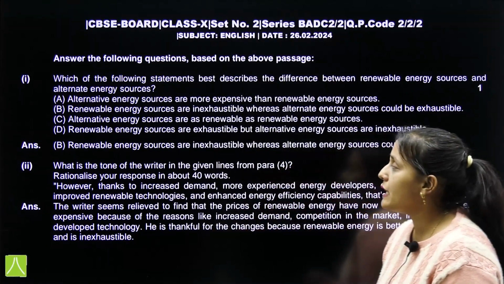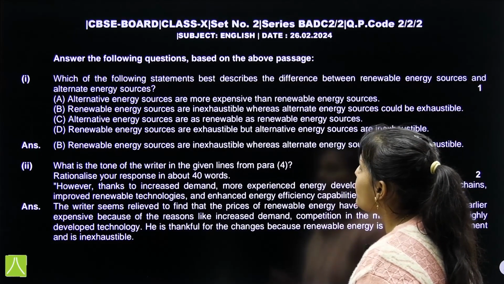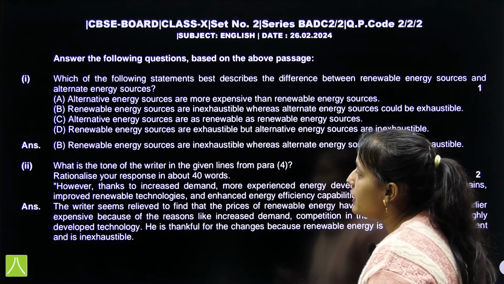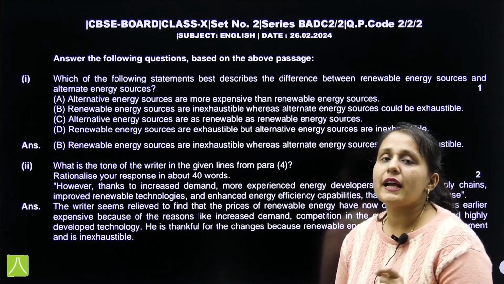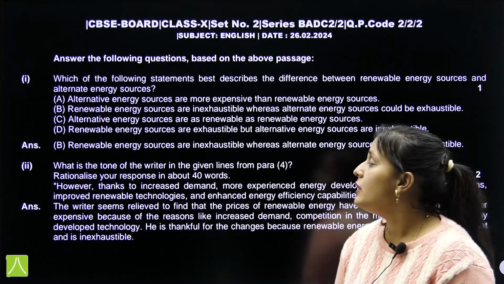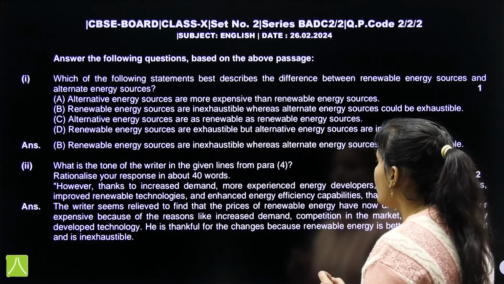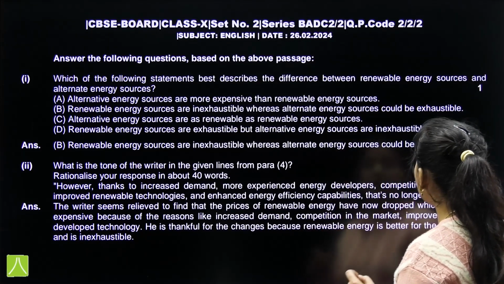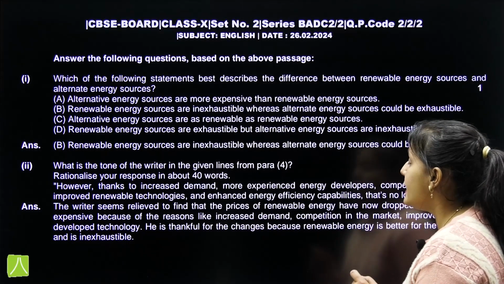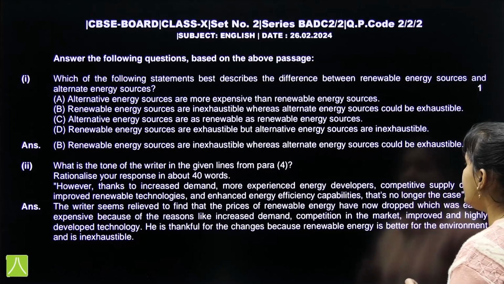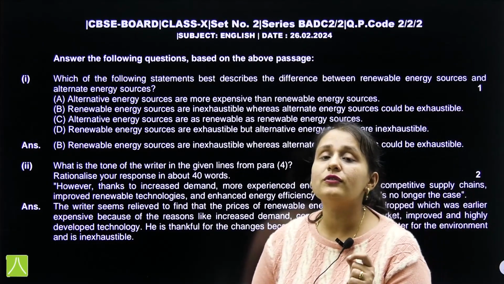So, students, the second question was, what is the tone of the writer in the given lines from para 4? Rationalize your response in about 40 words. You were supposed to write this answer in about 40 words. So, what were the lines? However, thanks to increased demand, more experienced energy developers, competitive supply chains, improved renewable technologies and enhanced energy efficiency capabilities, that's no longer the case. So, what was the tone of the writer?